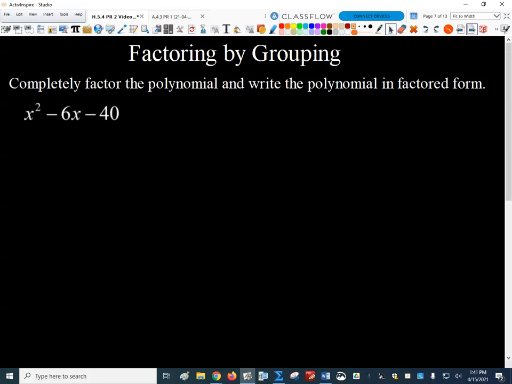And that's essential. I need to be able to do 2 even groups of some number of terms. We're only going to do 4-term polynomials in here. But how could I split that up? If I factor that, what are my magic numbers?